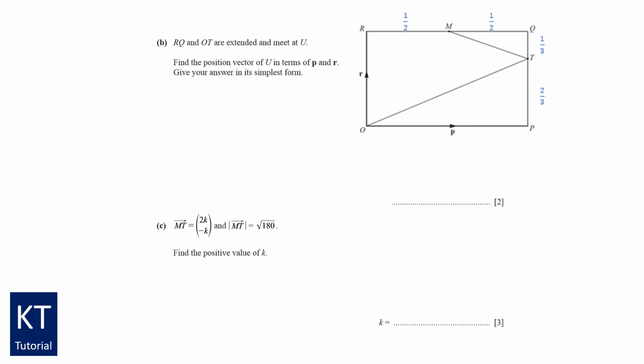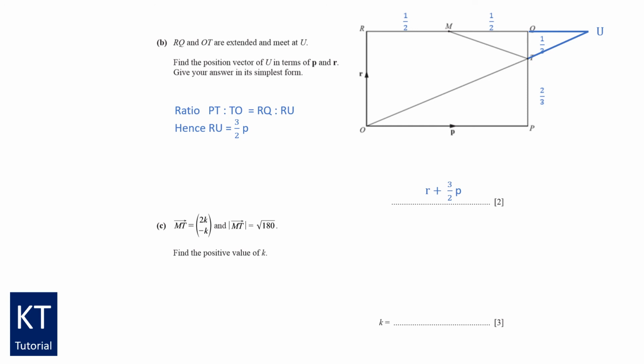Question 6b. RQ and OT are extended and meet at U. Find the position vector of U in terms of p and r. Give your answer in its simplest form. With the ratio of PT to TO being equal to RQ to RU, RU is 3 over 2 p. Hence, the required vector is r plus 3 over 2 p.